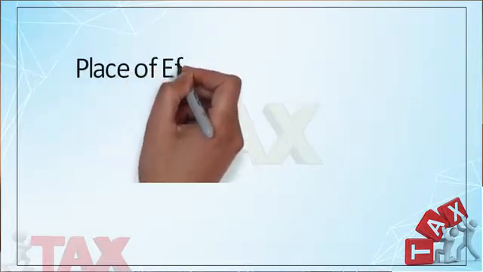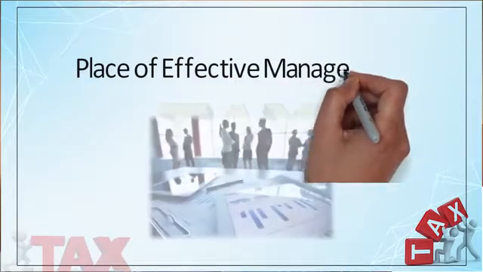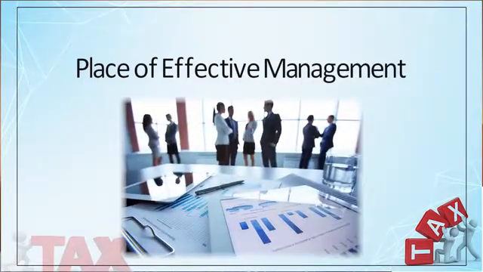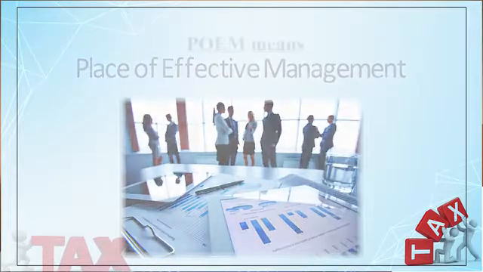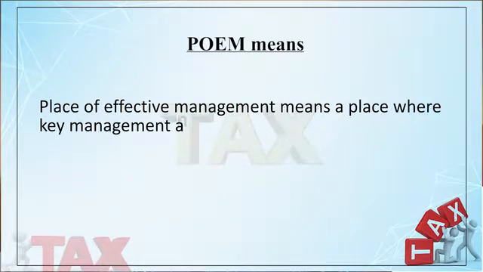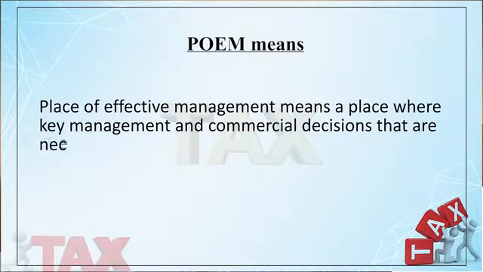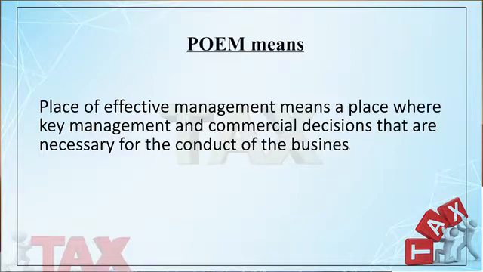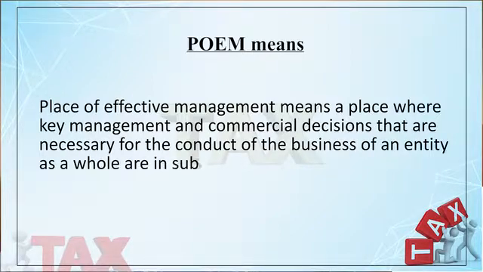Now, we are talking about the place of effective management. What does it mean? The recent circular of the CBDT says the place of effective management means the place where key management and commercial decisions that are necessary for the conduct of the business of an entity as a whole are in substance made. Here I may stress key management and commercial decisions which are necessary for the conduct of the business of an entity as a whole. And substance made means in the true sense.